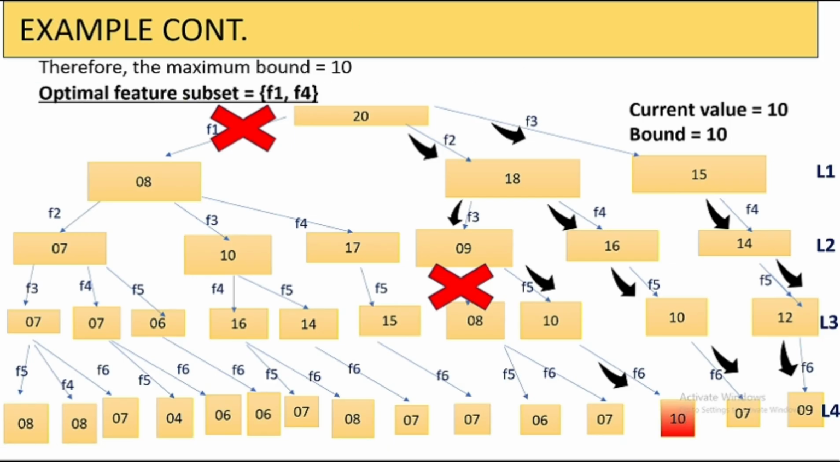Since I am not left with any other branches to proceed, my maximum bound value is equal to 10. The subset with the criterion value 10 has the features f1 and f4. Therefore, the optimal feature subset is f1 and f4.